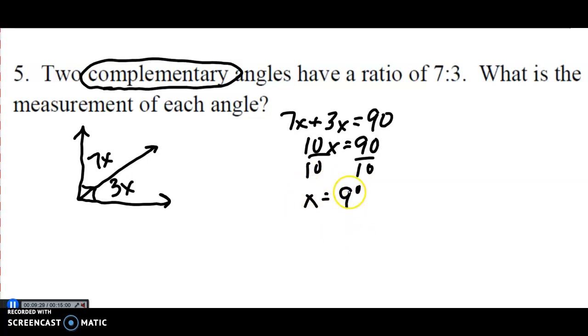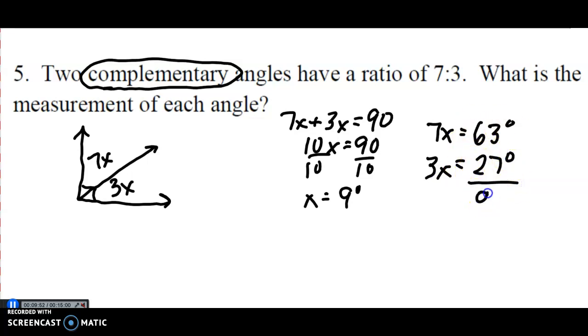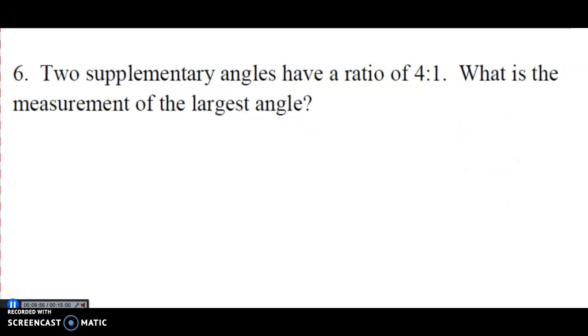We found what x is, so I have to now go back into our drawing and figure out what each angle is worth. So the first angle is worth 7x. That means 7 times 9, so that's 63 degrees. And the other one is 3x. That means 3 times 9, which is 27 degrees. Real quick, if I wanted to check my work and I add those together, I would get 90 degrees, which can guarantee that I got it correct.